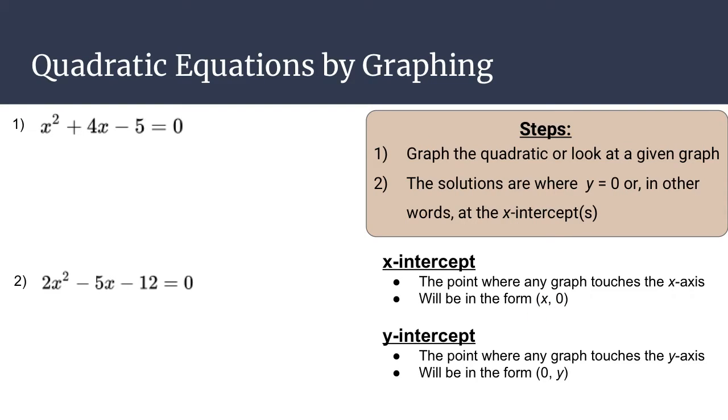And I have the definition of y-intercept down here just to clarify the difference. That's just where anything crosses the y-axis. Anything is 0, y. So let's take a look at this first equation.